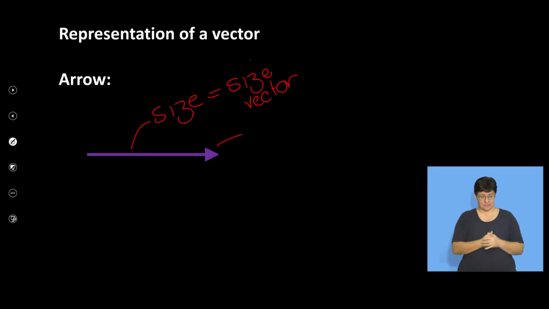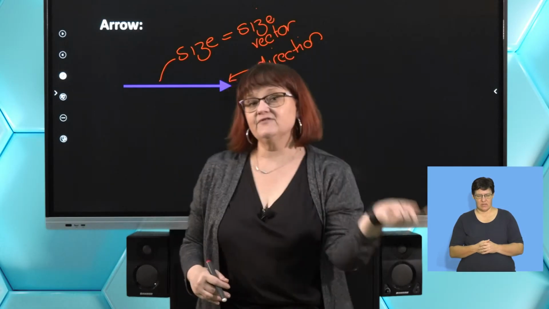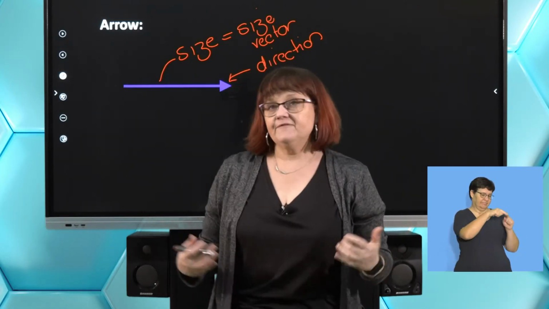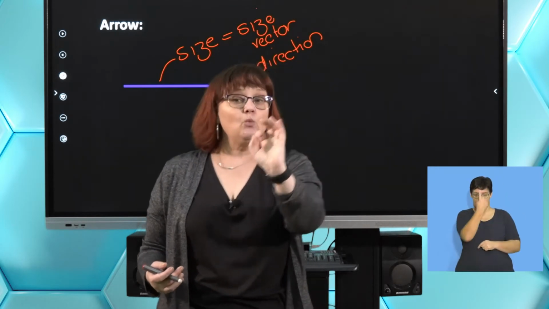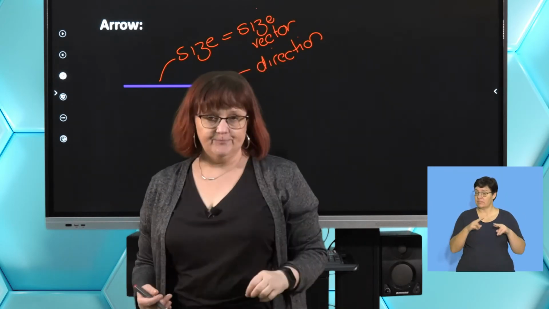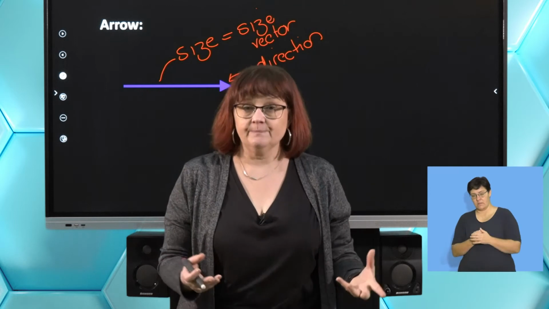The arrow part shows me the direction. That means this vector, as it's drawn, is showing me a vector going to the right. Okay? If the vector needed to go to the left, I'd turn it around. If it's a vector showing me something going up, I'd point the arrow upwards. So where the arrow points is important. It shows me the direction.